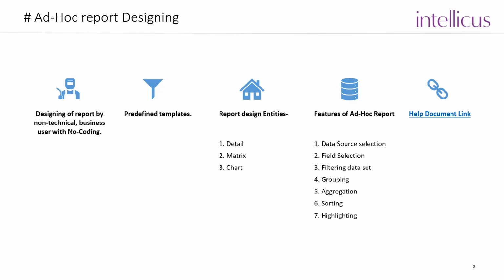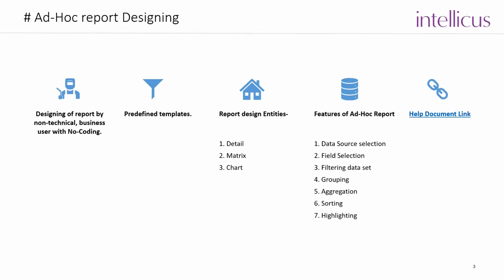Now, the different features of the ad hoc report: we can do data source selection, like what connection we are referring to or what the backend part is. For example, in the previous session, we covered how to create the query object based on the data we have. Based on that data, the query object we have created can be taken as an input for this report designing.